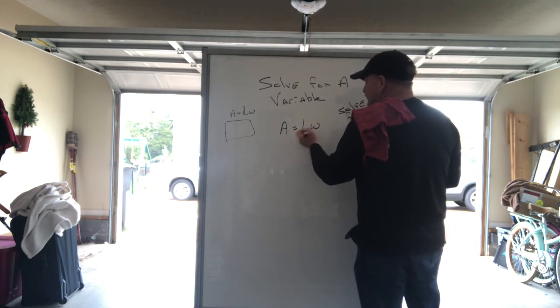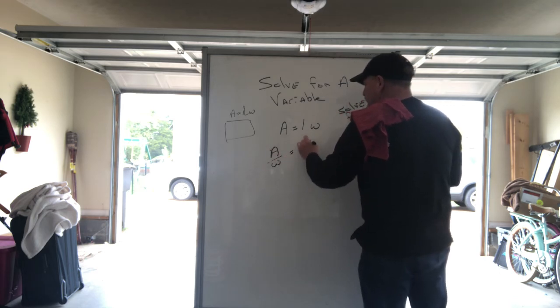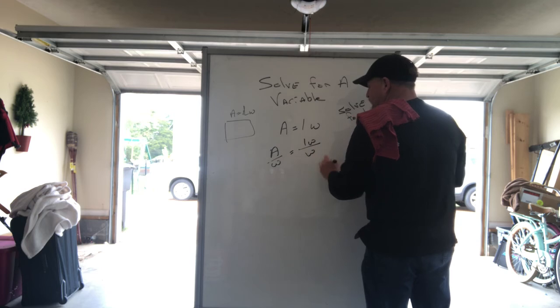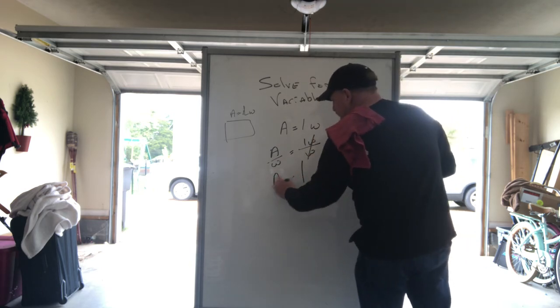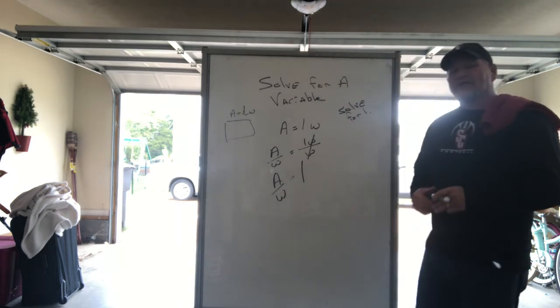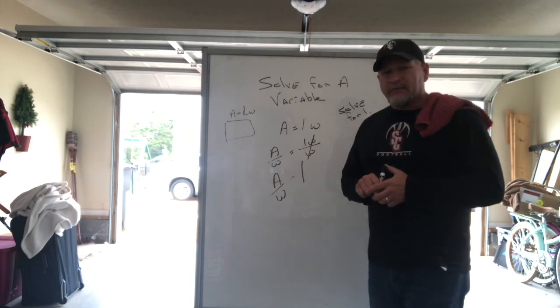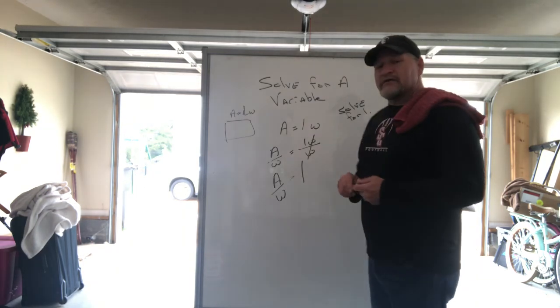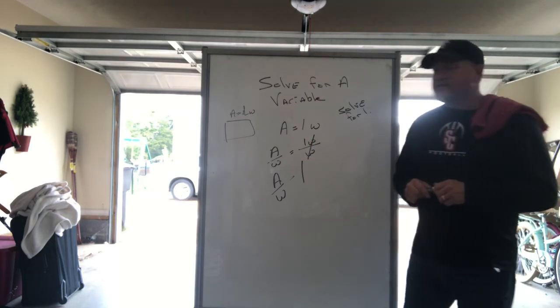The opposite of times is going to be divide. So I'm going to divide the left-hand side by W, and I'm going to divide the right-hand side by W. When I do that, the W's on the right cancel. I get L equals the area divided by the width. That's just a little bit of an example on how we're able to solve equations for an individual variable. I gave you a linear example, then one from physics, and then one from geometry. Good luck to you on doing that.